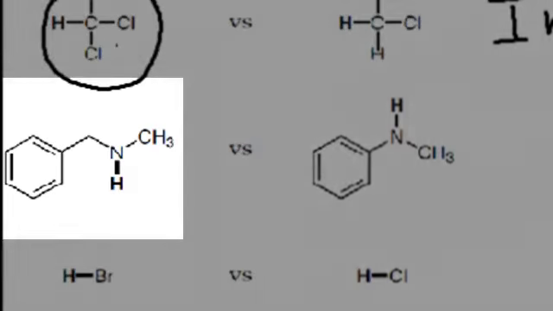Oftentimes, hydrogens attached to oxygens and nitrogens are much more acidic than hydrogens attached to carbons, because nitrogens and oxygens are more electronegative. In this case, we've got one hydrogen attached to the nitrogen in the left structure, and one hydrogen attached to the nitrogen in the right structure. The difference between the two is that the left structure has an extra carbon between the nitrogen and that aromatic ring that we see on the left-hand side of the molecules. So does this change the acidity of the hydrogen on that nitrogen in the two compounds?